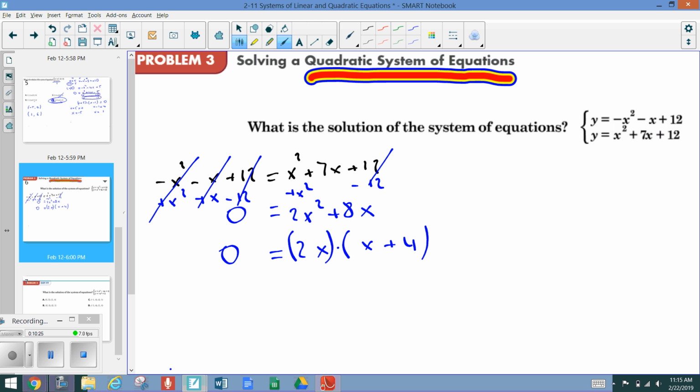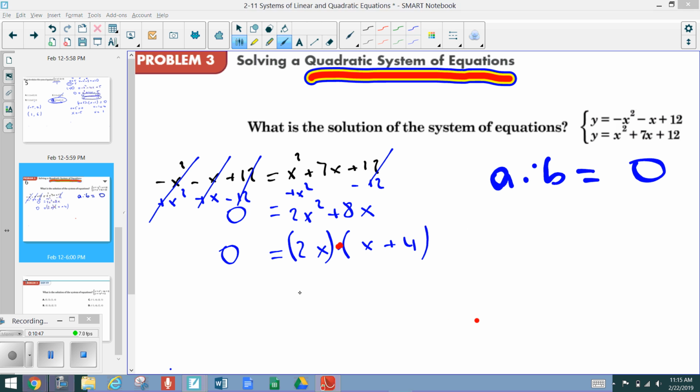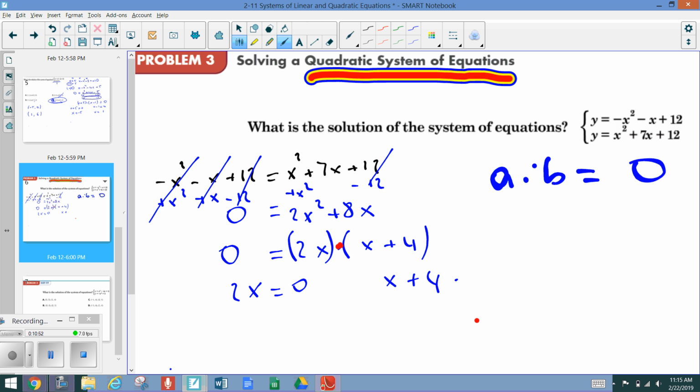Now, we have two numbers. Multiplying them, we're getting 0. What are the conditions? At least one of them has to be 0. Since I don't know which one is 0, I'm going to make each of them equal to 0. So 2x is equal to 0 and x plus 4 is equal to 0. From here, we got this, and now we got this. We got the x's.